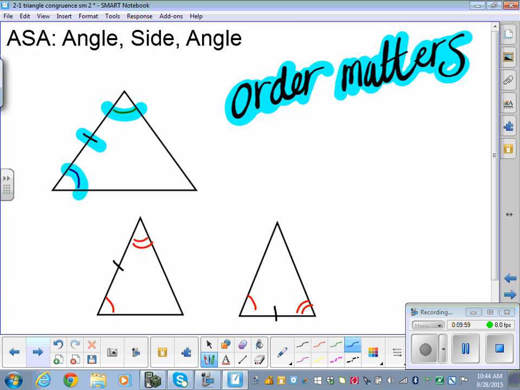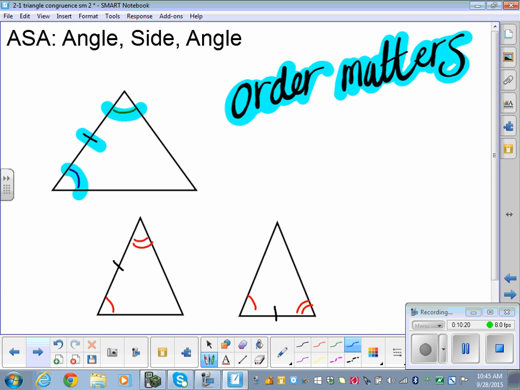Angle, side, angle. So this time we're given the angle, then directly after that the side, then directly after that the angle. The order matters. So angle, side, angle. So look at these two. Let's decide if they're congruent. So we're given red single angle, then side, then double red angle. Now notice that side is in between those two angles.